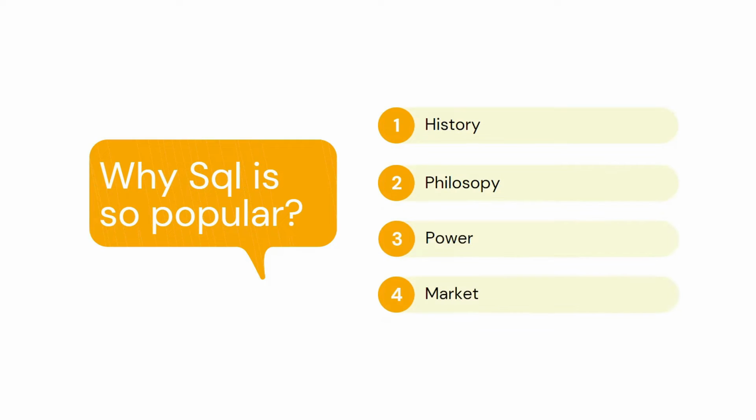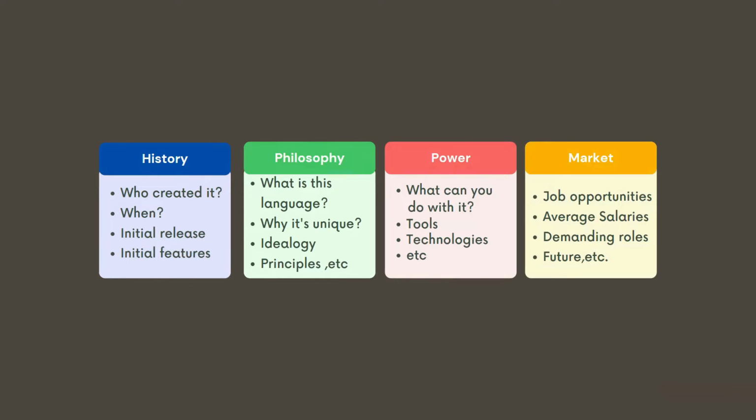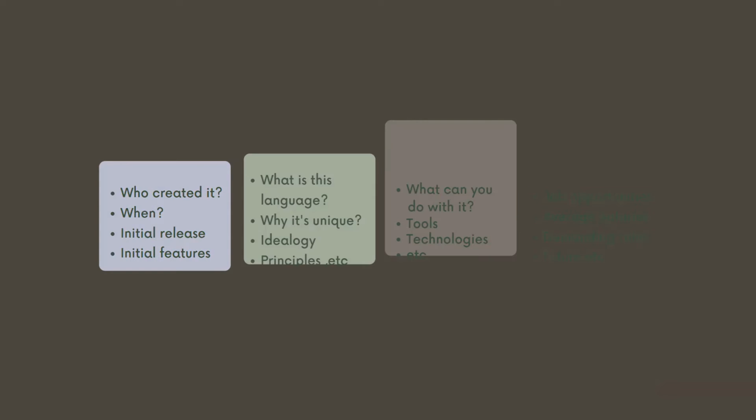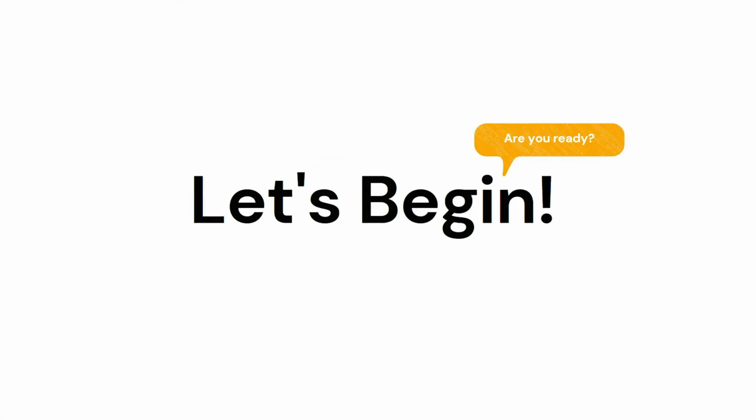As we discussed, we'll go through four aspects and then in the end we'll summarize why SQL is so popular. As we already covered history, which was on the terms of who created it, when, initial releases, and initial features, the link will be in the description. Do check it out. In this video we'll talk about philosophy, and in the upcoming videos we'll talk about power and market. So let's continue. Today it's about philosophy, which will be on terms like what this language is, why it's unique, and what the ideologies, principles, and design principles are. So without further ado, let's get started.